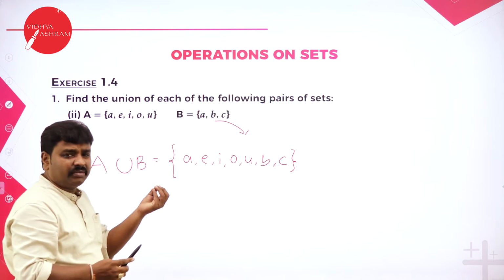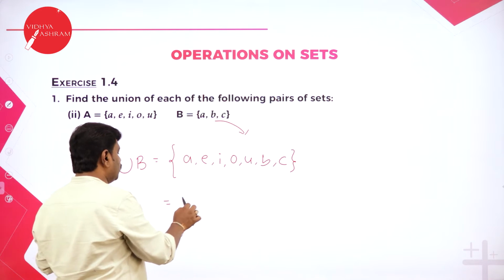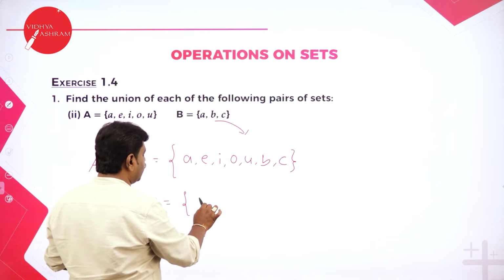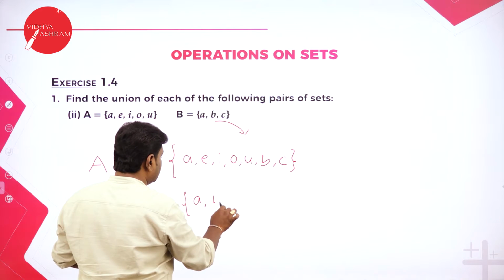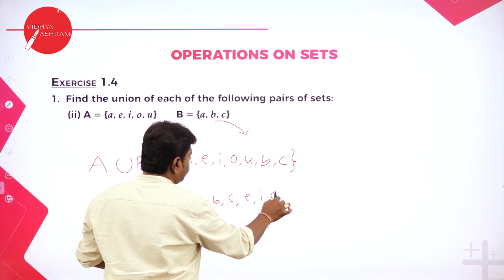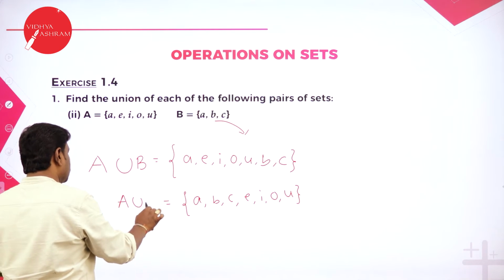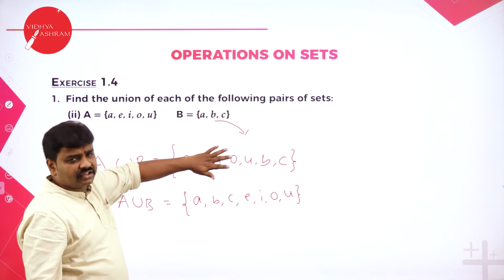But always write the elements in order, and in any order if you write, it will be same. So now, but all the elements should be there. I'll write in order. First I'll write A, then I'll write B, then I'll write C, then E, I, O, U. This is the union, that's it. This is A union B. If you ask me, sir, if I leave it like this, yes, it is also correct.